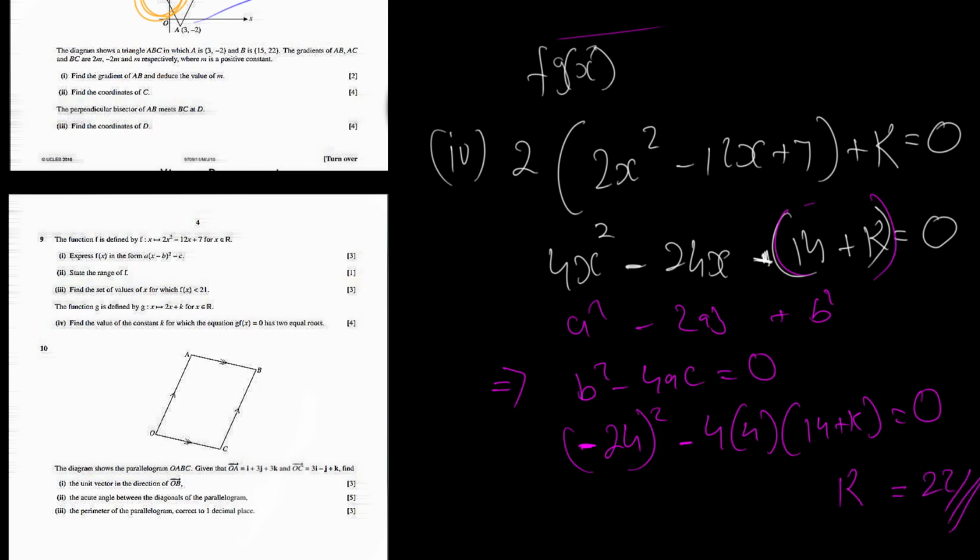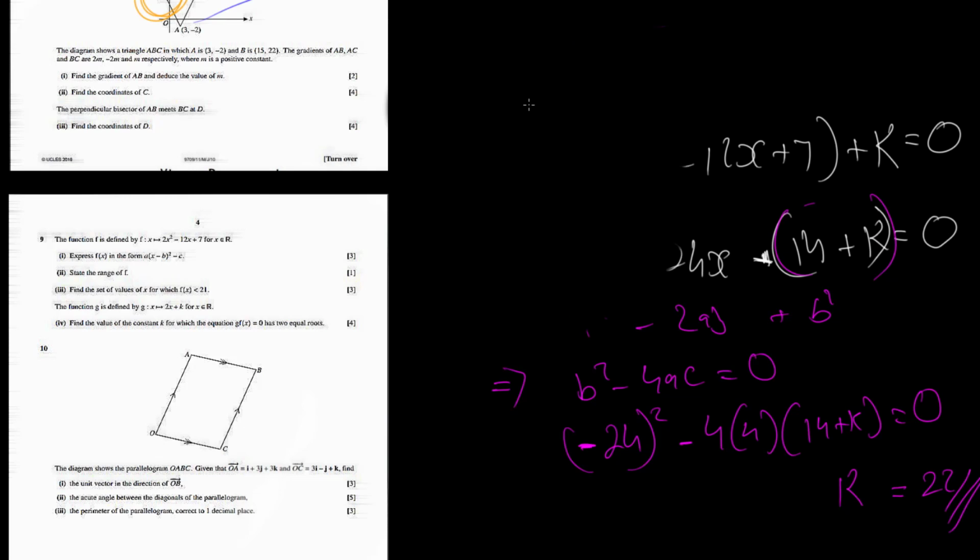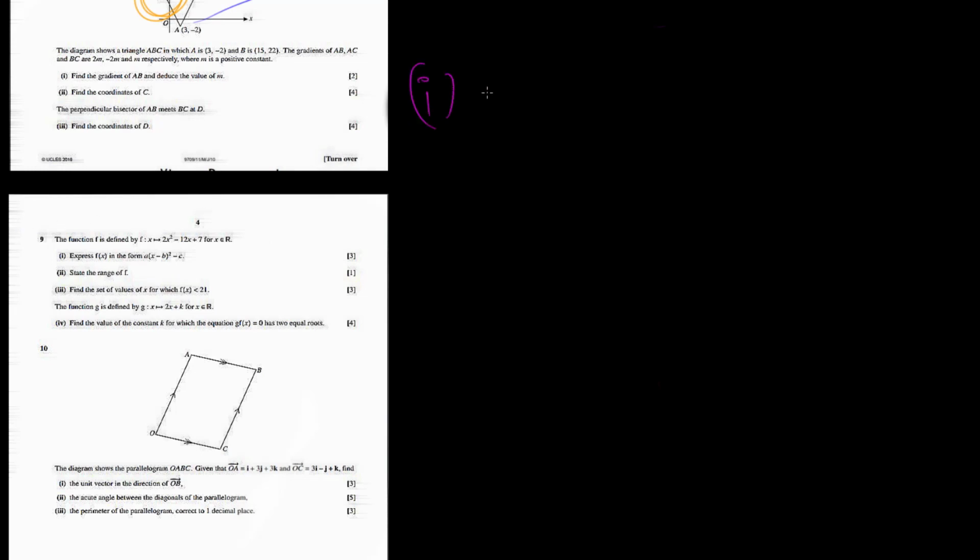Question number 10, and the final question after a long time, after a 1 hour long video. So anyway, let's solve the final question. The unit vector in the direction OB, we know that OB is... where is OB, right? Unit direction of OB. We know this is a parallelogram.